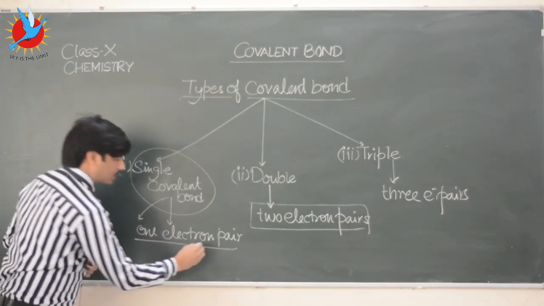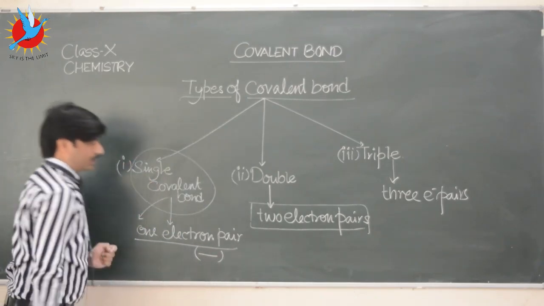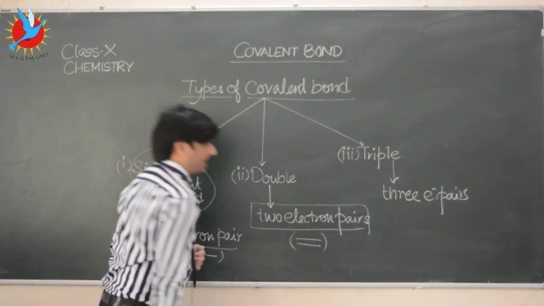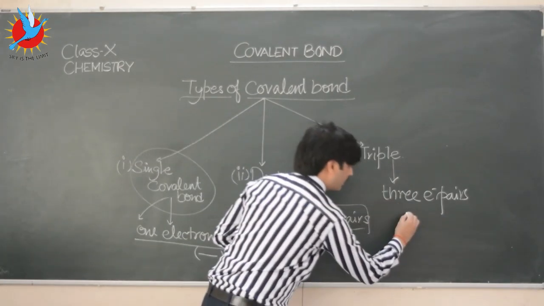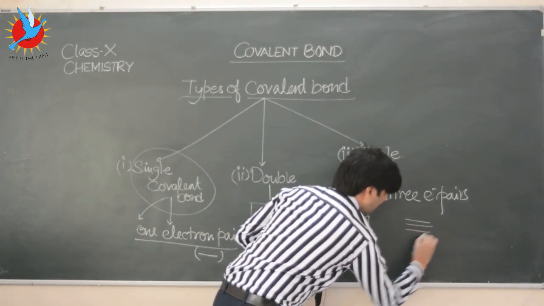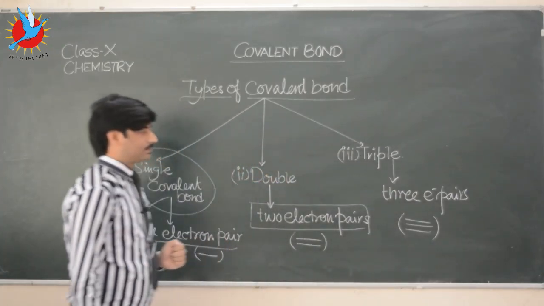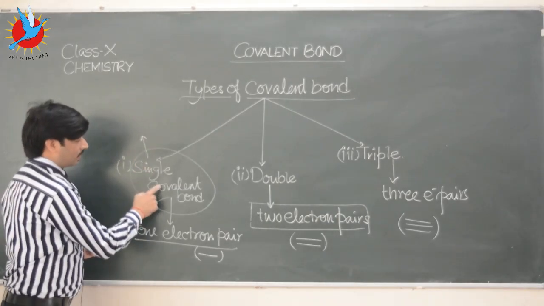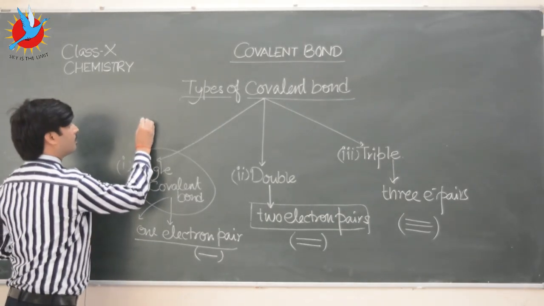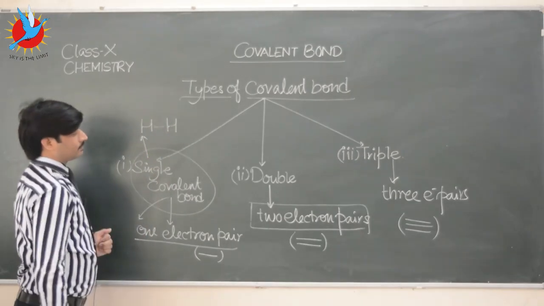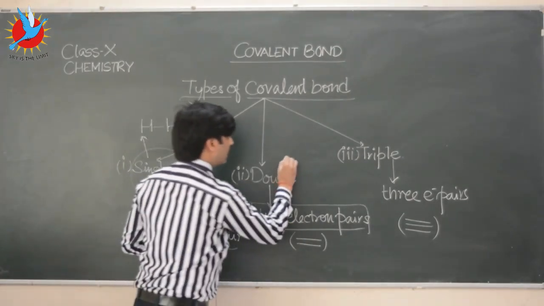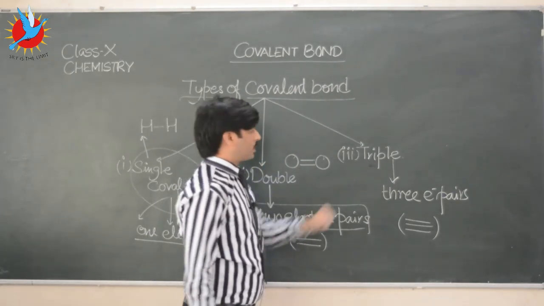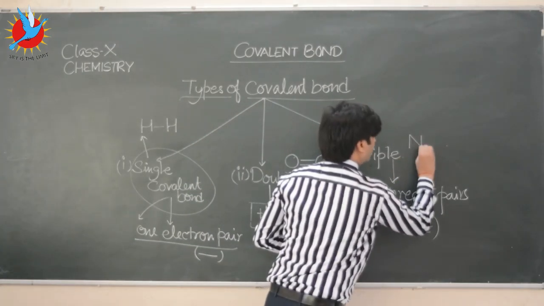A single covalent bond is represented with the help of a single line. A double covalent bond is represented with 2 lines, and a triple covalent bond is represented with 3 lines. Now we will discuss the examples. A single covalent bond is present between 2 hydrogen atoms. A double covalent bond is present between 2 oxygen atoms. And the triple covalent bond is present between 2 nitrogen atoms.